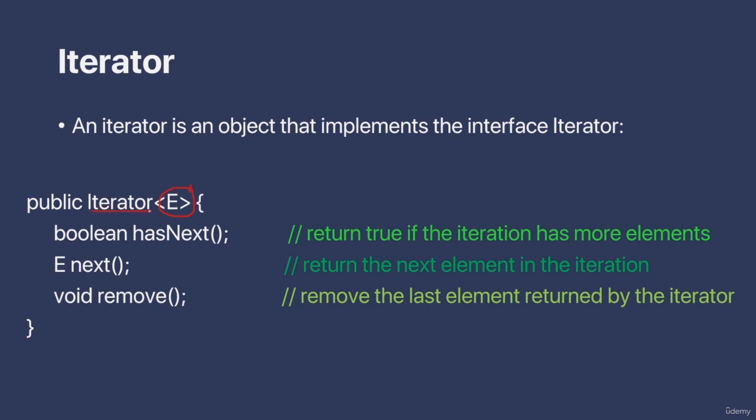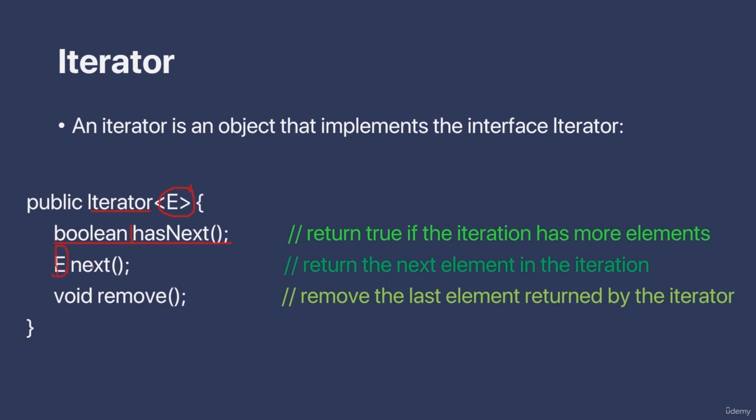Please see this iterator. This is an interface that has a method that returns Boolean, hasNext. So you will need to remember this. It returns true if the iteration has more elements.